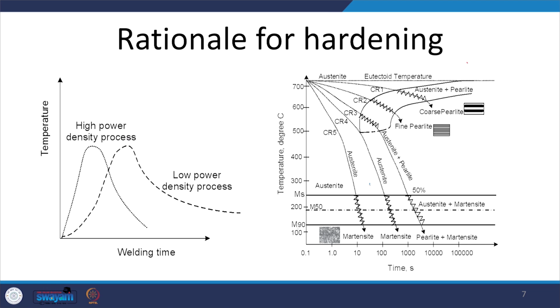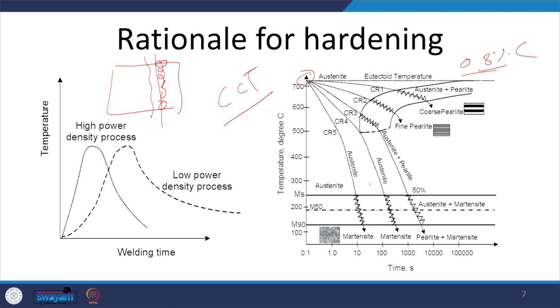Say for a typical eutectoid steel having 0.8% carbon, let us try to understand using the CCT diagram, the continuous cooling transformation diagram, what happens when the steel is cooled from the austenitic state. The zones being cut, say this is the steel plate and cutting is being done along this line, the zones in the vicinity of the cutting edge will certainly be in austenitic state. So, what happens when the austenite is cooled slowly? We get coarse pearlite.